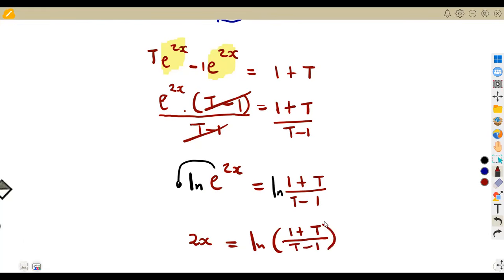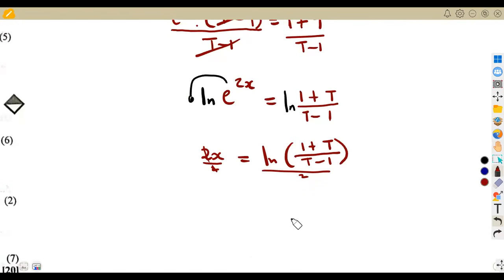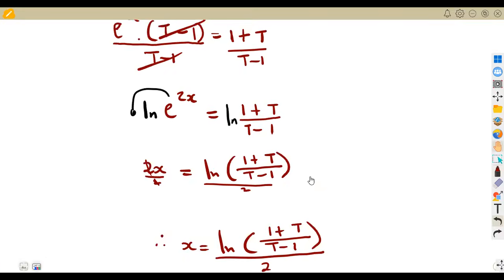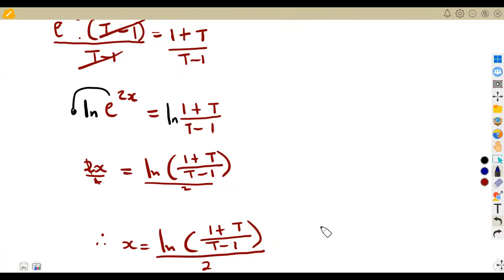So like I said, this is a single log. So you can find x by dividing by 2 both sides. Therefore, our x is given as the ln of 1 plus t over t minus 1, everything over 2. Or, if you want to avoid dividing by 2, you can write x is equal to 1 over 2 of ln of 1 plus t over t minus 1. It's one and the same thing, okay?